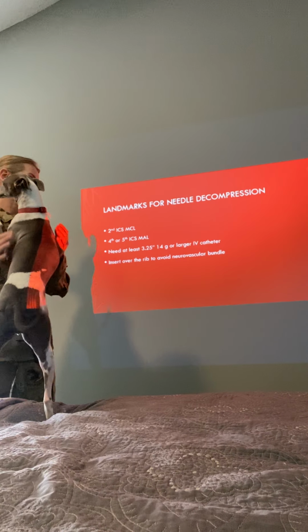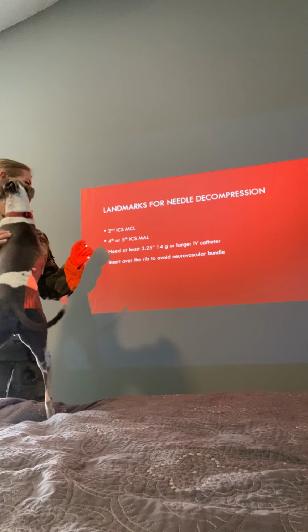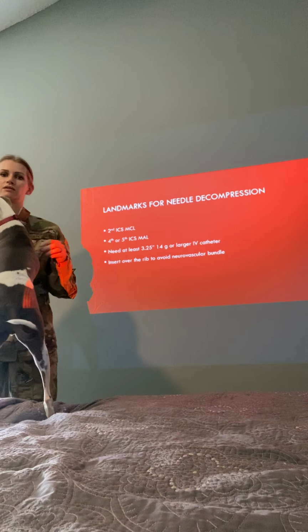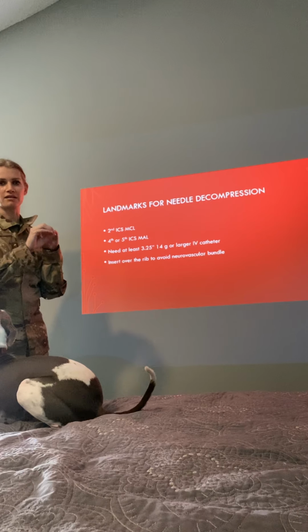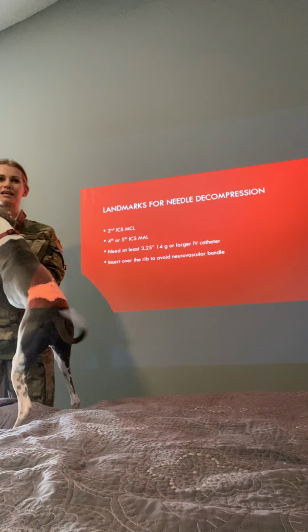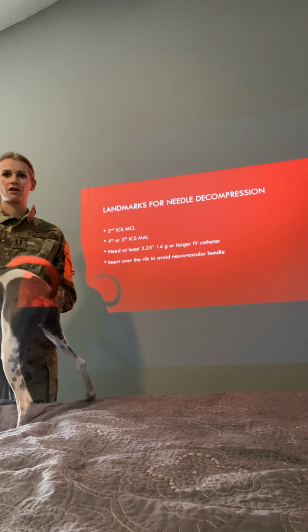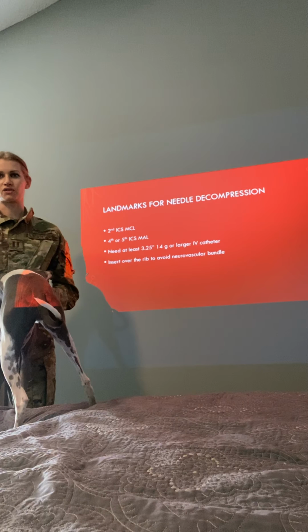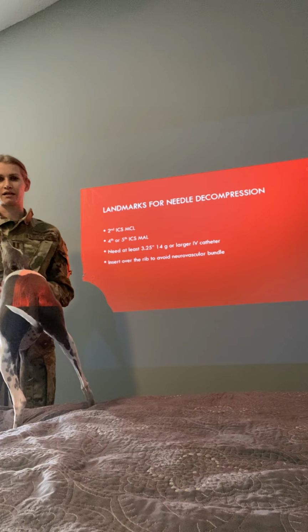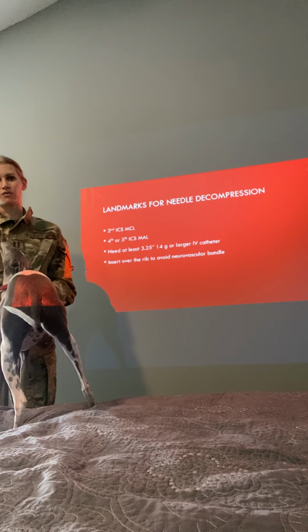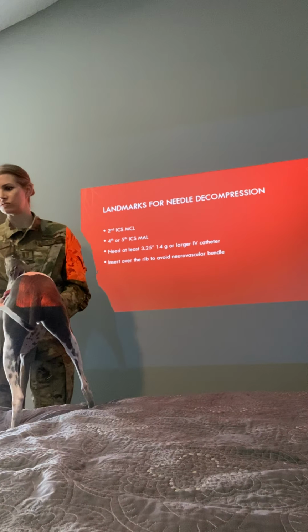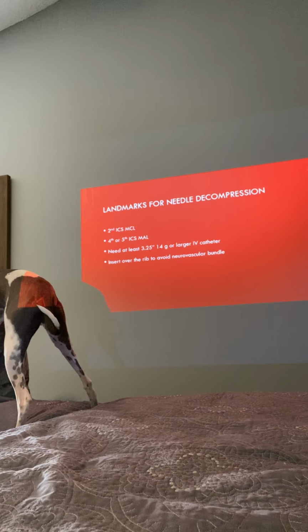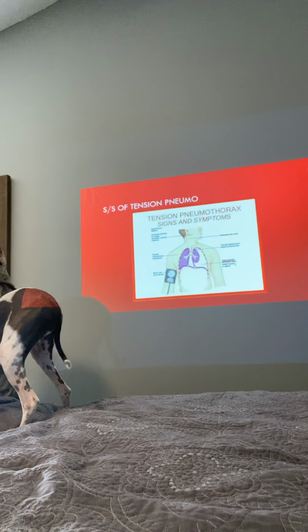The other thing to consider while you're doing that is make sure you're going over the rib, because there's a neurovascular bundle that passes underneath each rib, and those little thoracic vessels tend to bleed a lot, and so you can easily turn a simple pneumo into a hemopneumo if you're not putting it in the right spot.